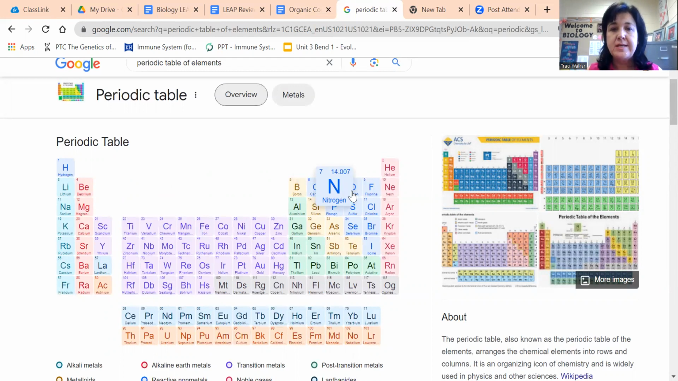Some of these elements are found in living things. Some of them are not found in living things. Some of them are found just in the soil or in rocks or in the atmosphere. But some of these elements are found in living things, and so that's what we're going to talk about first. What are living things made up of in the smallest form?